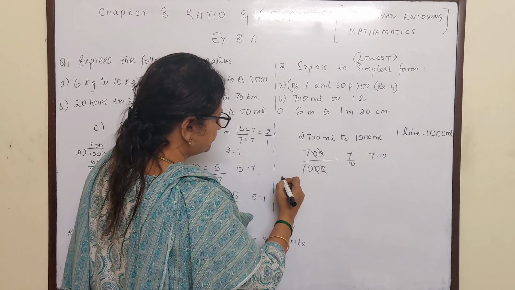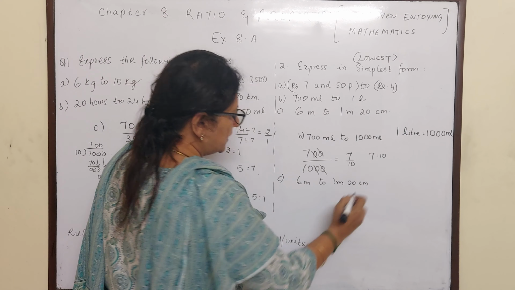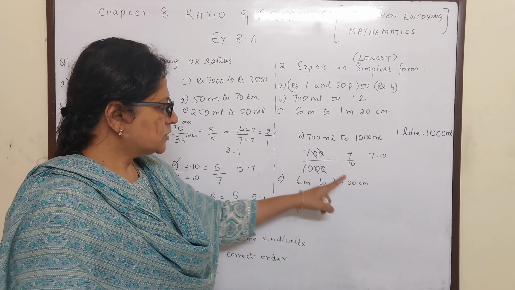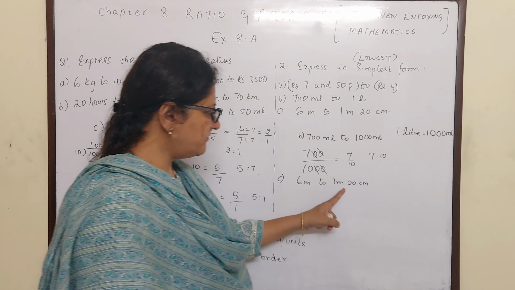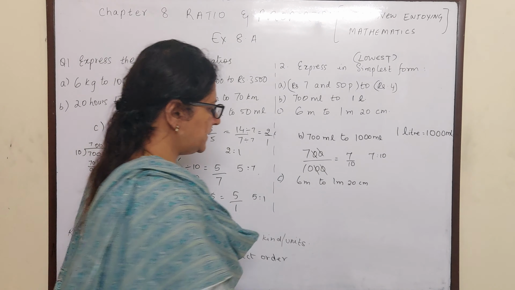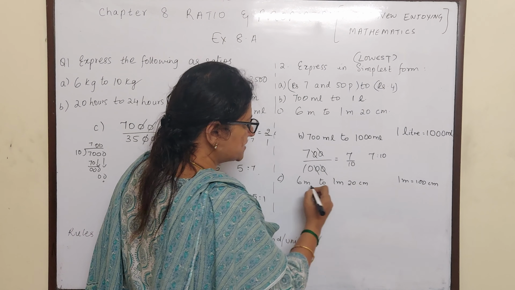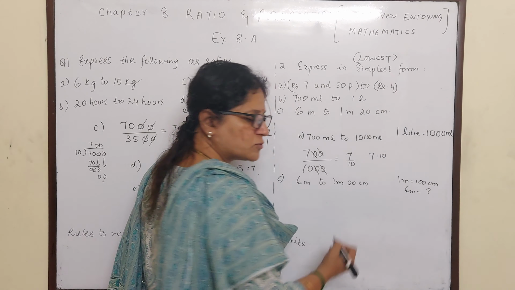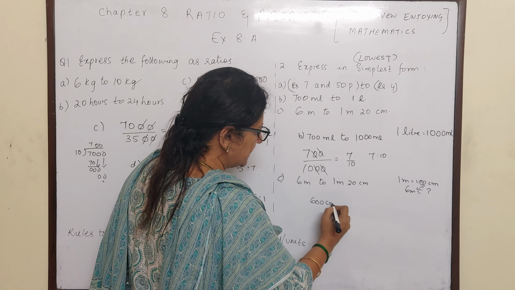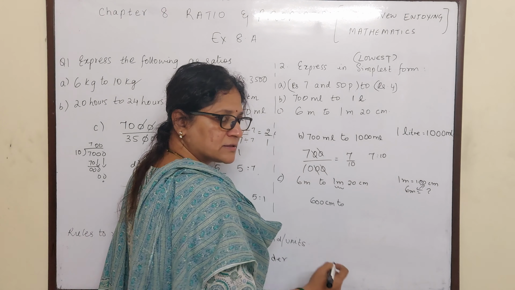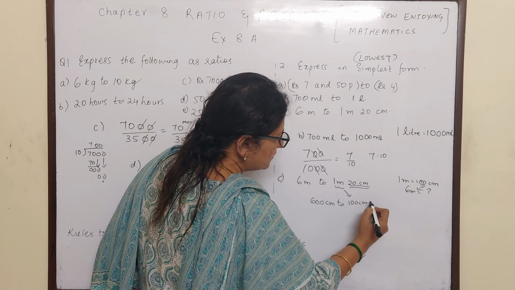And then the C sum. 6 meter to 1 meter 20 centimeter. Now this is the lowest one, right? So how we converted liter to milliliter, we came to the lowest value. In the same way, meter will be converted to centimeter. So 1 meter is equal to 100 centimeter. So instead of 6 meters, what we will write? 6 meters is what now? Yes, cross multiply, 6 into 100, 600 centimeter to, now 1 meter is what, children? 100 centimeter. And with this 20 is attached. So we will add that.